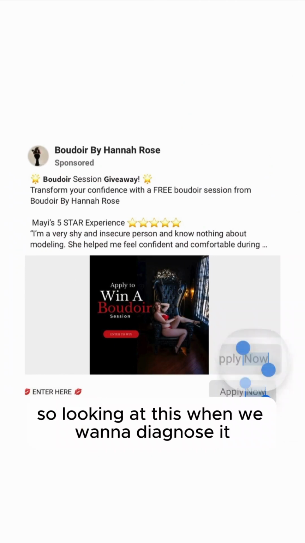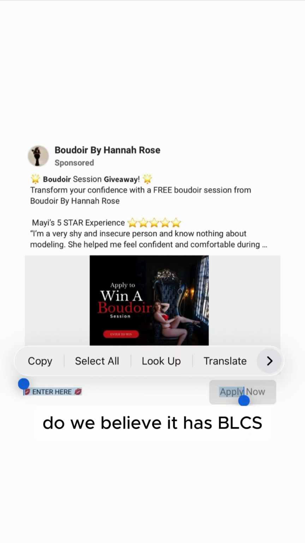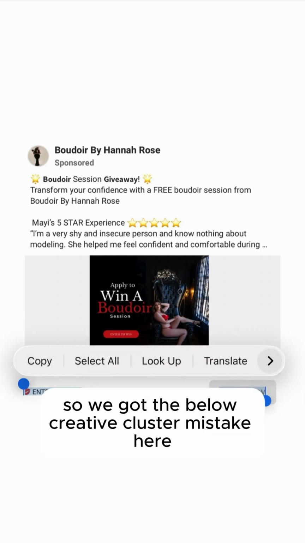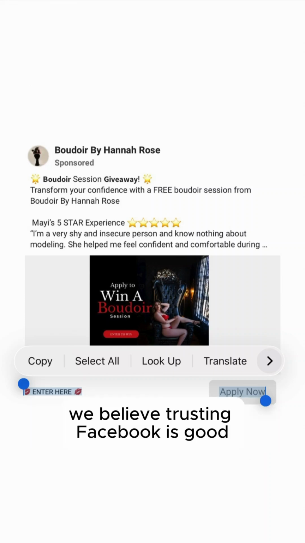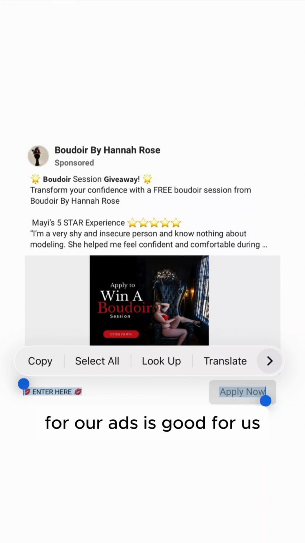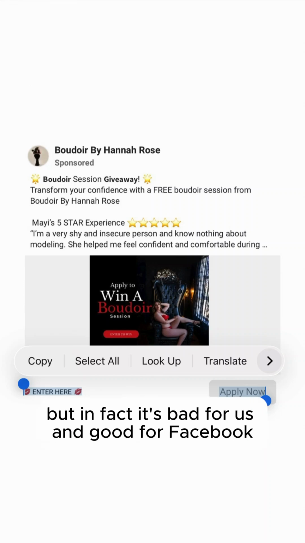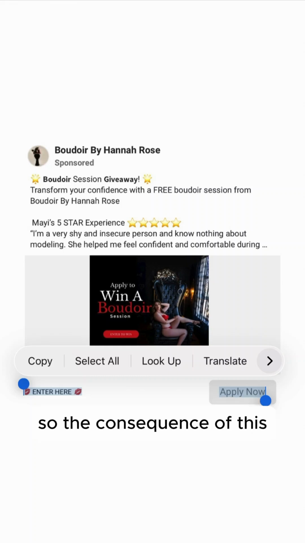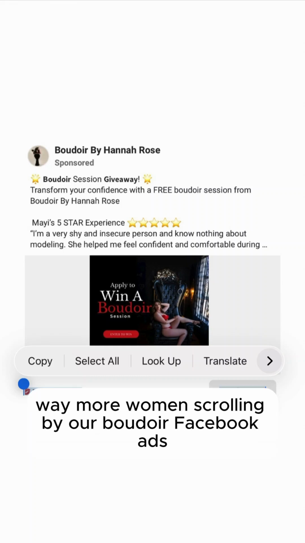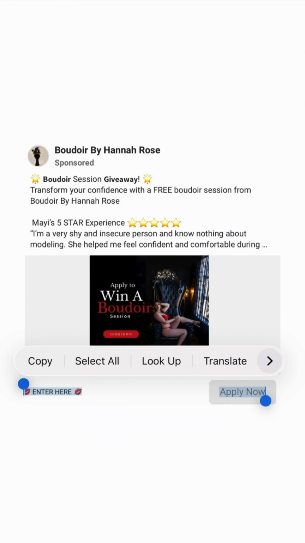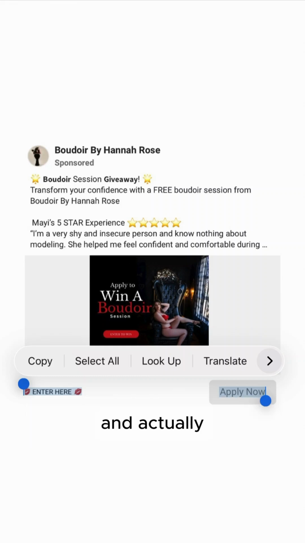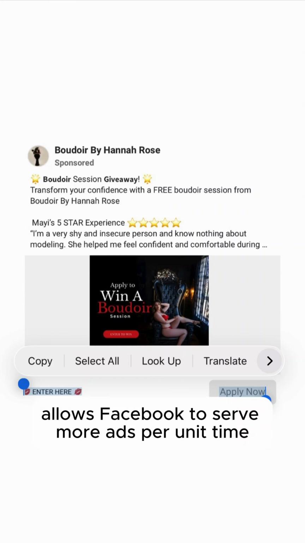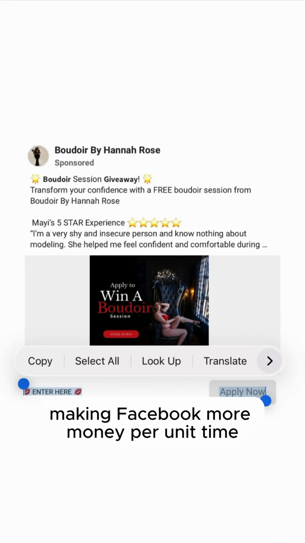So looking at this one, we want to diagnose it. Do we believe it has BLCS, yes or no? All right. So we get the below creative cluster mistake here. The false belief that caused us to make this mistake is we believe trusting Facebook is good, and what Facebook tells us to fill out for our ads is good for us, but in fact it's bad for us and good for Facebook. So the consequence of this is we're going to have way more women scrolling by our Boudoir Facebook ads, which pulls our unique CTR under 6% and actually allows Facebook to serve more ads per unit time, making Facebook more money per unit time.